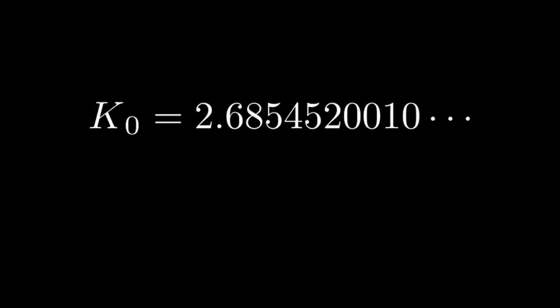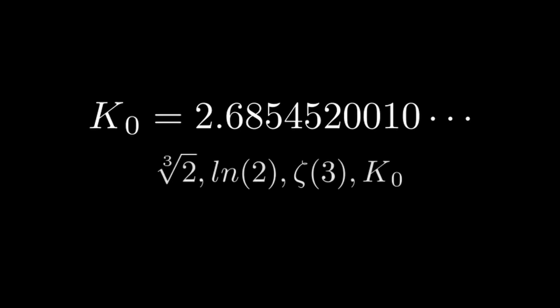This appears to be the case for loads of well-known constants, like the cube root of 2, logs of numbers, Apéry's constant, and even Khinchin's constant itself. But the proof that any one of these numbers actually has this property has evaded us. However, there are exceptions to this rule.